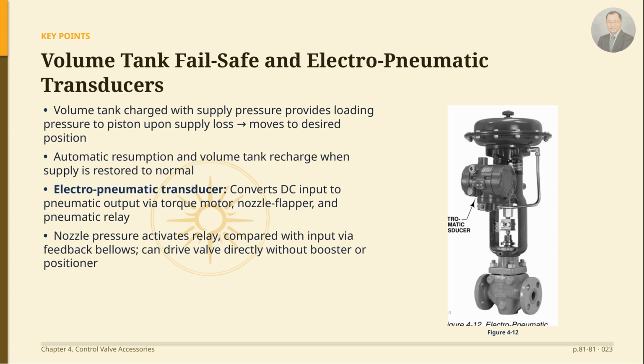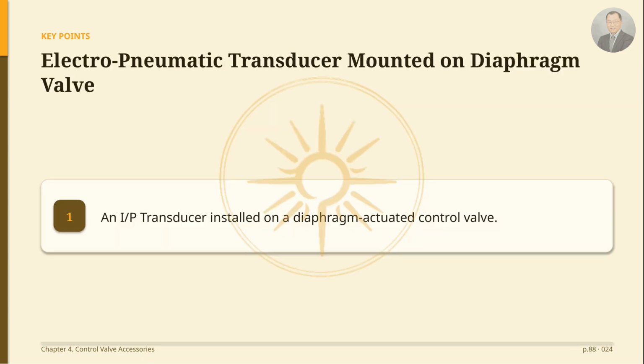Nozzle pressure operates the relay and is sent to the torque motor feedback bellows to compare the input signal with the nozzle pressure. This transducer can be mounted directly on a control valve to operate the valve without the need for additional boosters or positioners. This shows an I/P transducer installed on a diaphragm-actuated control valve.